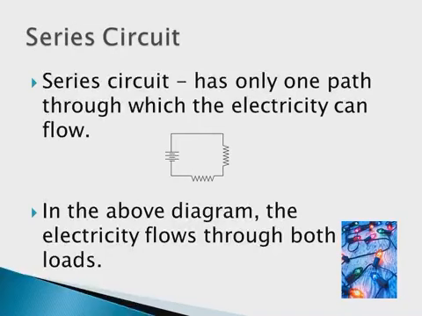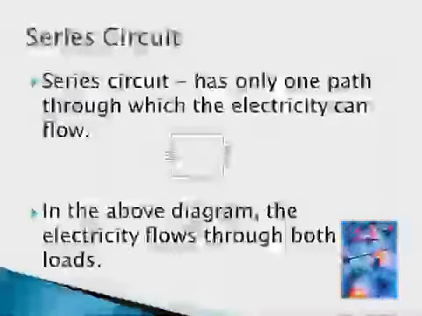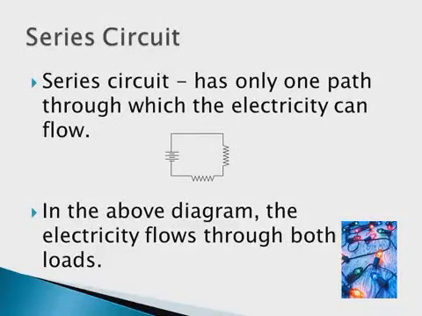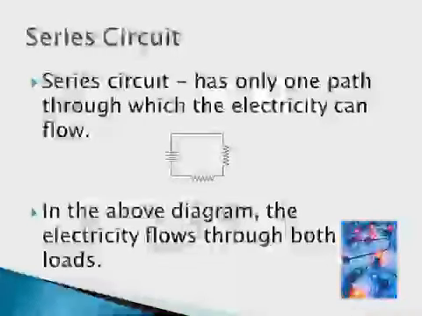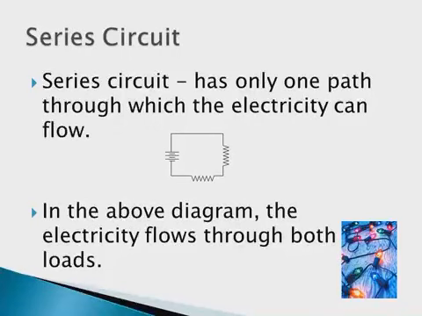Series circuit. Series circuit means it has only one path through which electricity can flow, in which all the devices are connected one end to other end through a wire. This diagram shows the picture of series combination, and here are some fancy designing lights. All these bulbs, LEDs, are connected through a single wire, and these are connected in a series circuit.